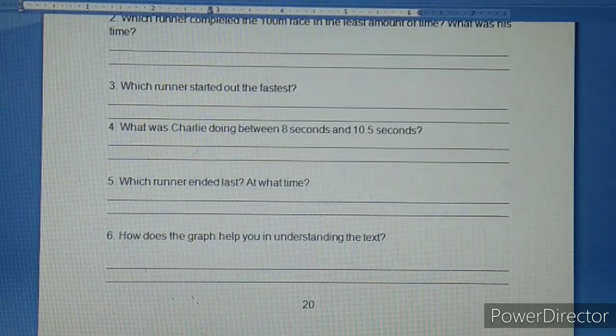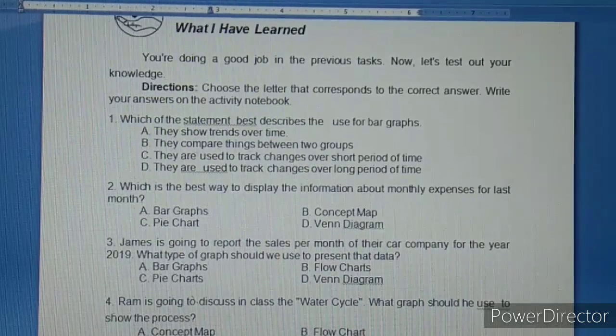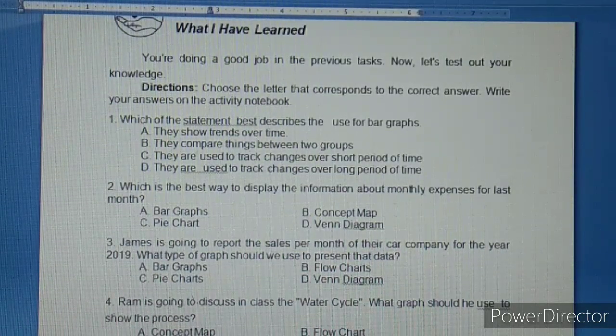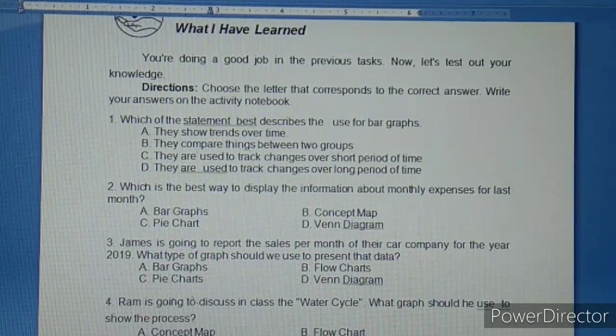Now let's move on to the next activity. You are doing a good job in the previous task. Now let's test out your knowledge. Here is the direction. Choose the letter that corresponds to the correct answer. Write your answers on your answer sheet.